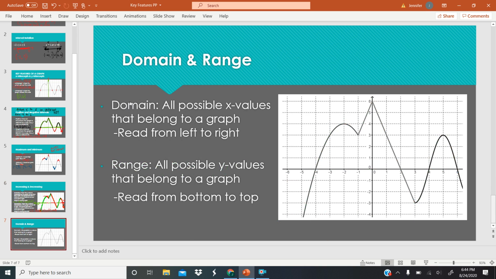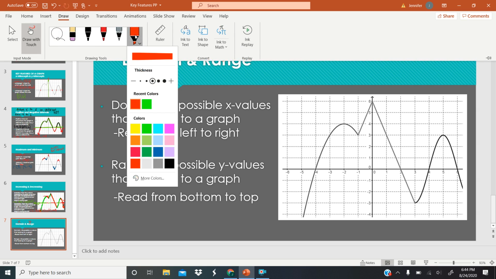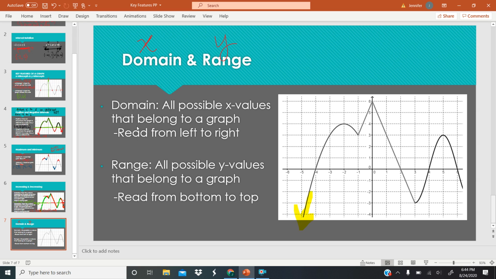So the last two are domain and range. So domain is going to be all of the possible x values, and range is going to be all of the possible y values. So with domain, it's basically anywhere that you have something on the graph as you're looking across the graph from left to right. So I'm just going to highlight the graph, and anywhere that I have something on the graph, I start at negative infinity, and anywhere that I have something graphed, that's going to be included in the domain.